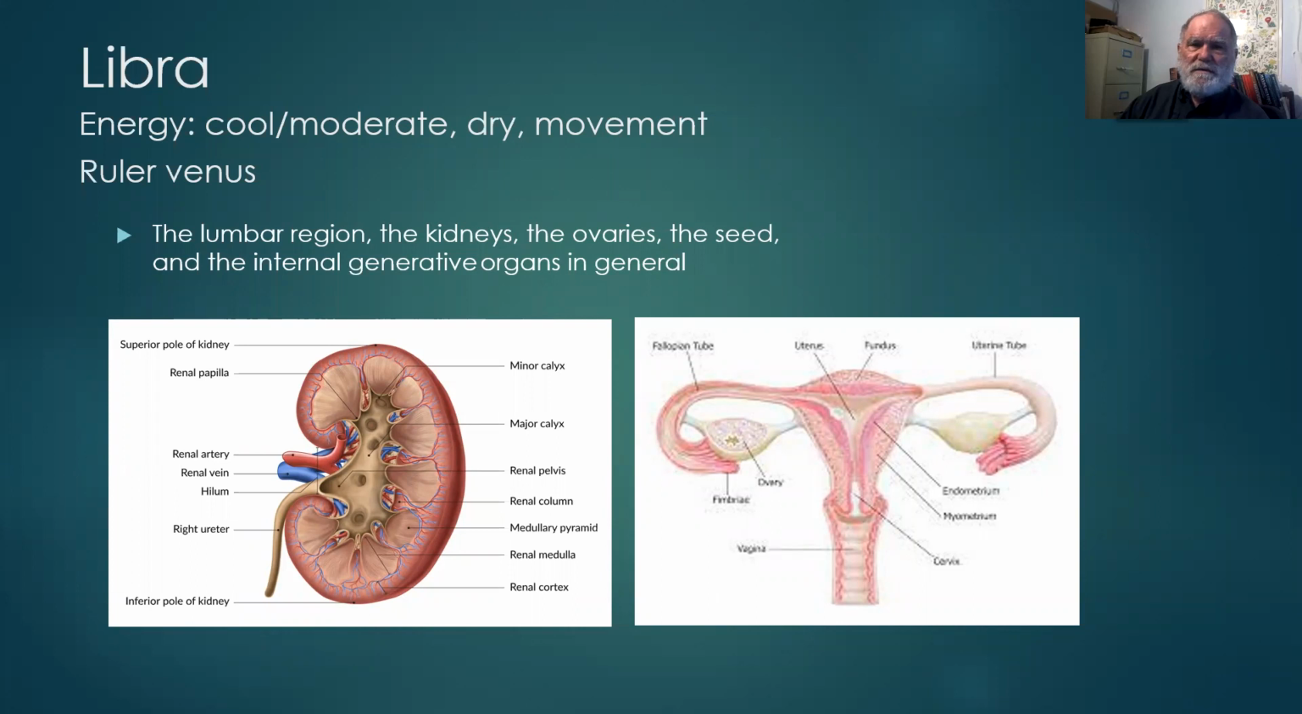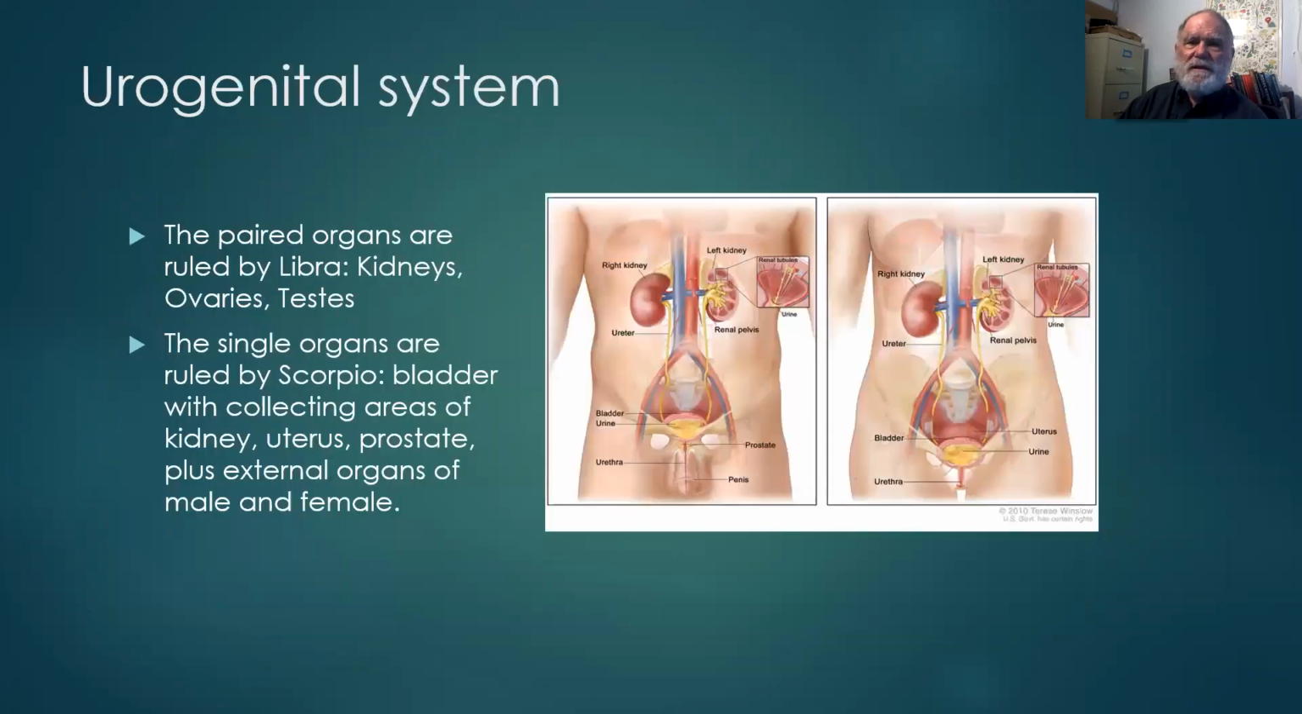Okay. So there's no question here that these are internal, right? The ovaries are internal, so these are ruled by Libra. This is using the same terminology. But here they call it the urogenital system because it's all kind of mixed up together. The reproductive function and the urinary function are mixed up anatomically and to some extent functionally.